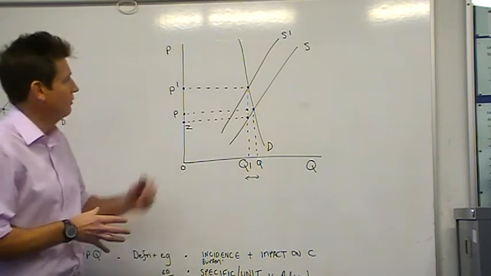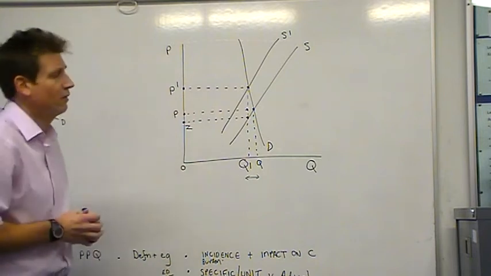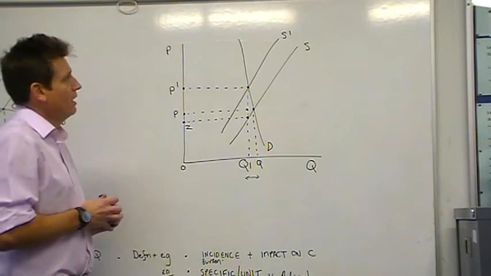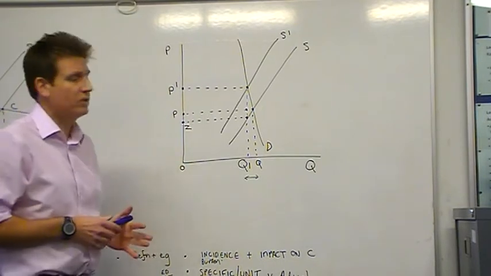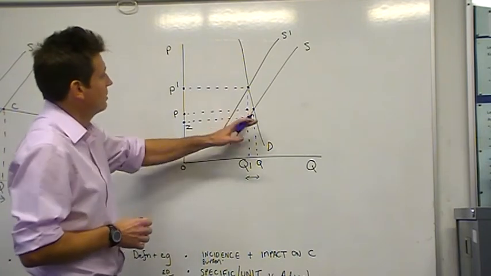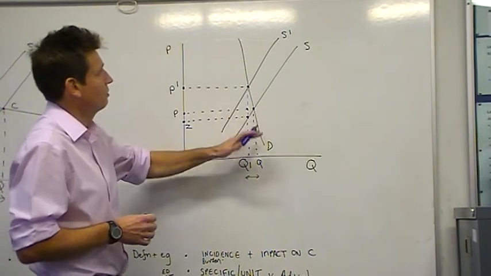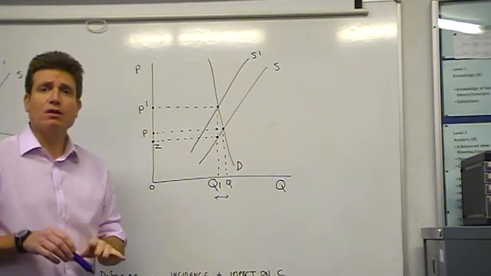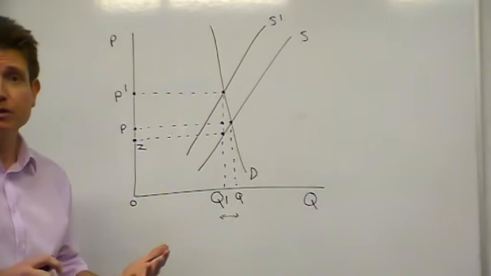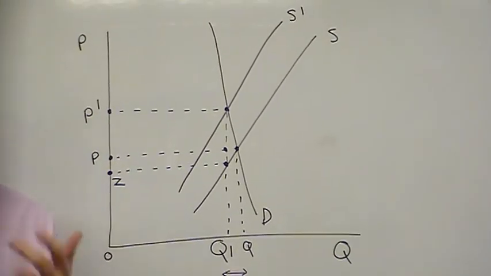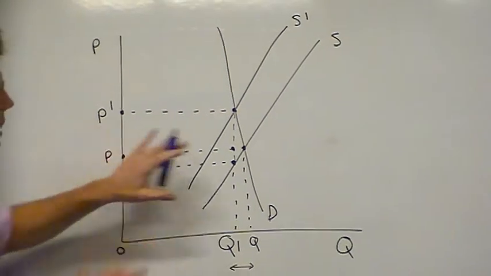If we first have a look at this diagram, this is a typical diagram you're going to come across when looking at indirect taxation. Firstly, the size of the tax is quite clearly the difference between the two supply curves. Now, why does the supply curve shift? Well, quite simply, the firm's costs of production have risen. Therefore, at each and every price level, they're supplying less at that price. And we can see that here.